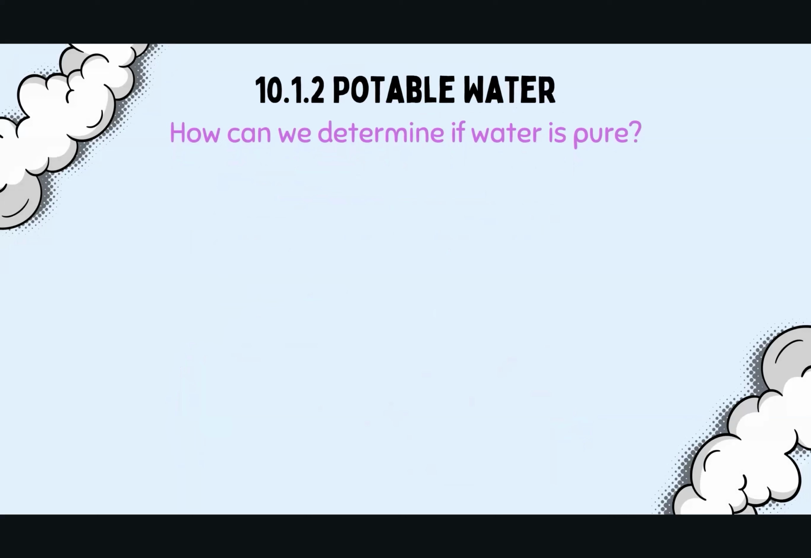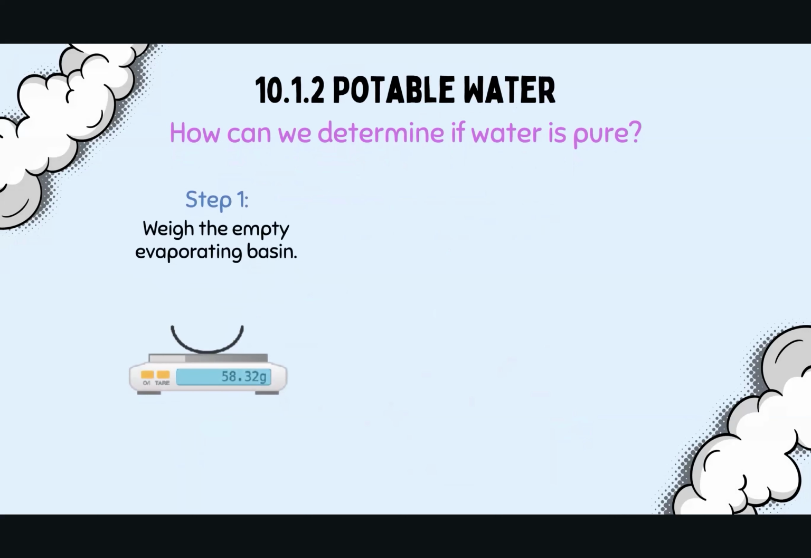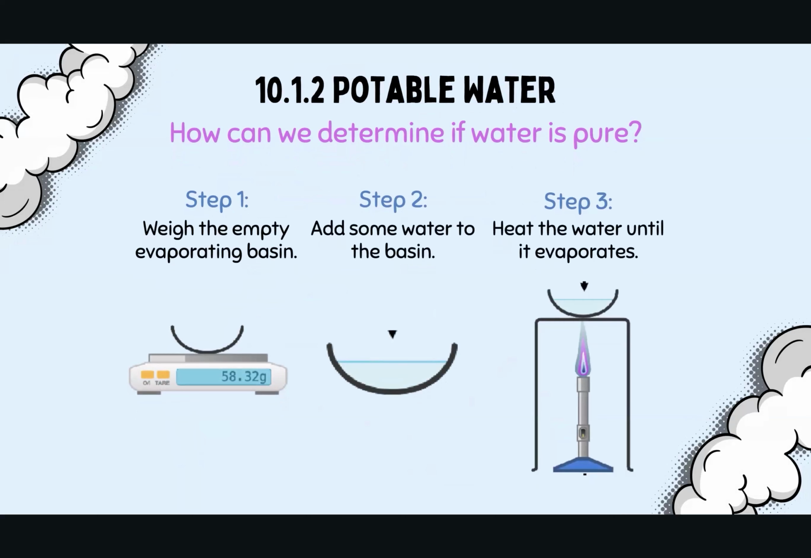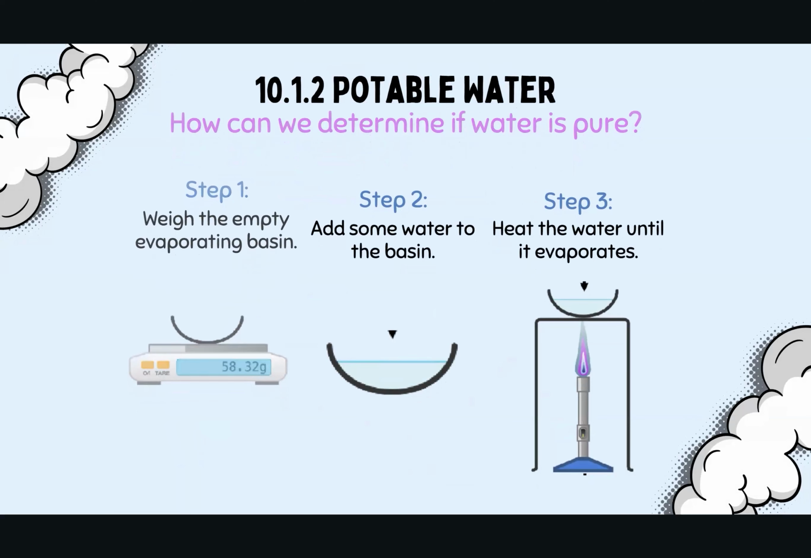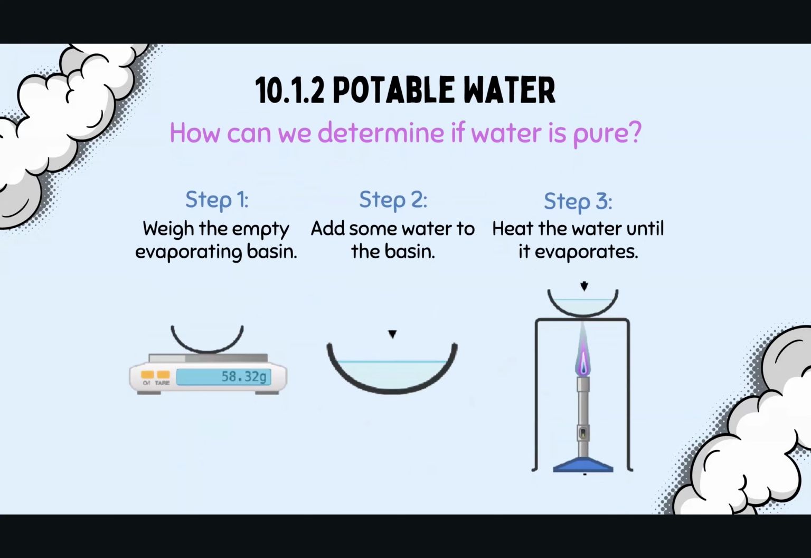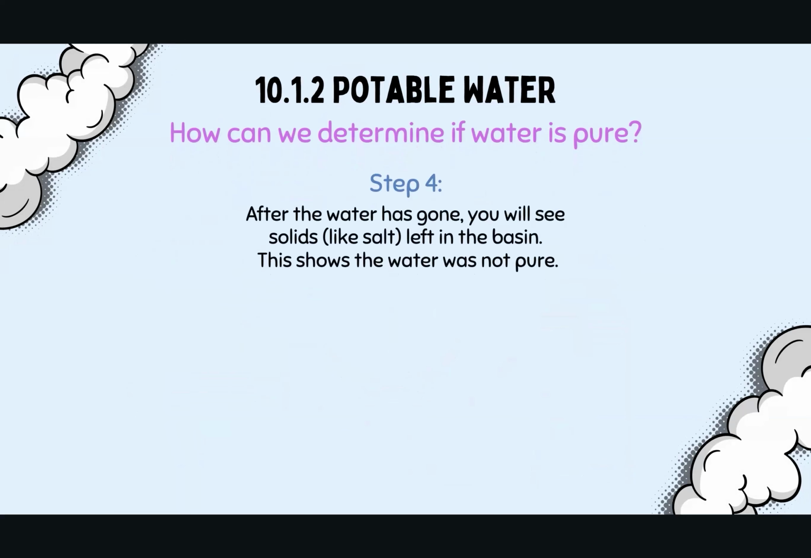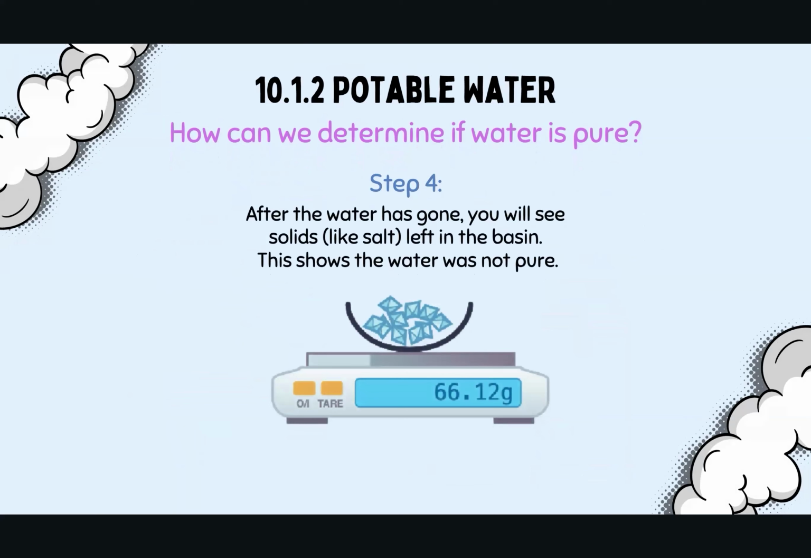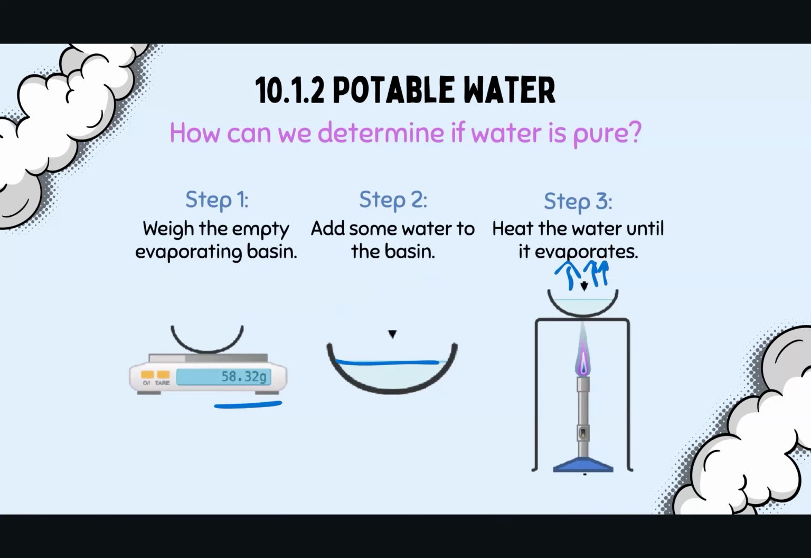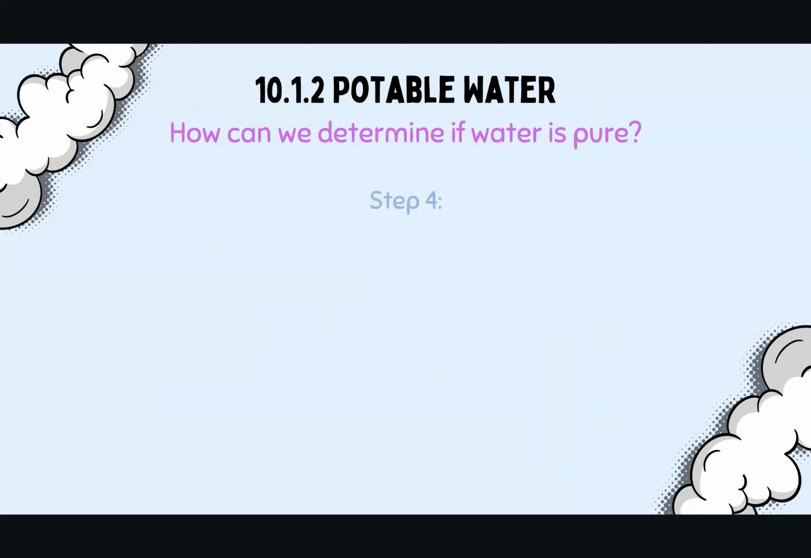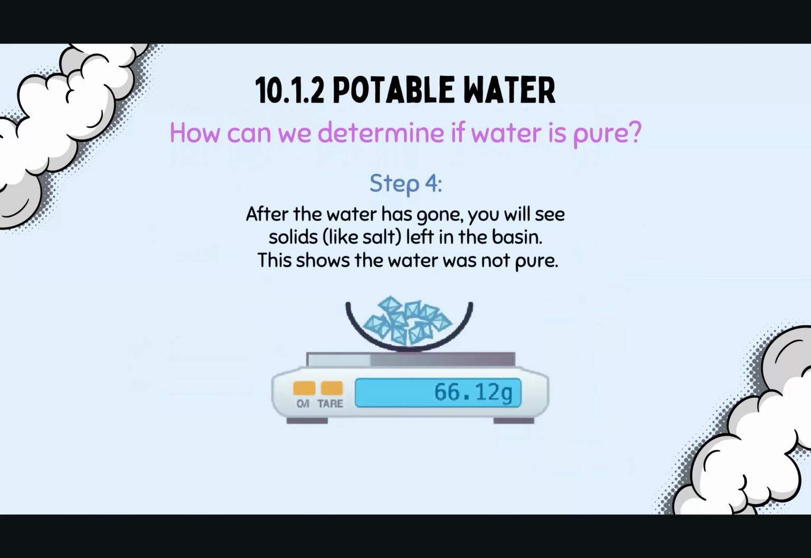Okay, so how can we determine if water is pure? So we take some water, weigh the empty evaporating basin, add some water, heat the water until it evaporates. So we've got an empty evaporating basin. It's now filled with water. This water evaporates off. Now what's left behind is a small amount of salt. So you weigh it again. Before it was 58.32 grams. And now we can see the mass has actually increased. So that means that water was not pure.